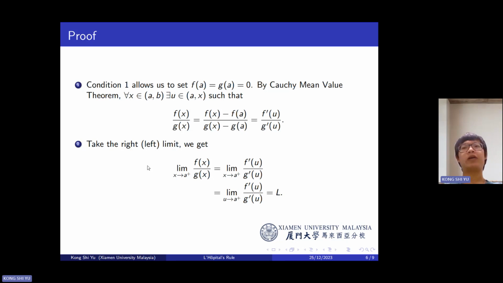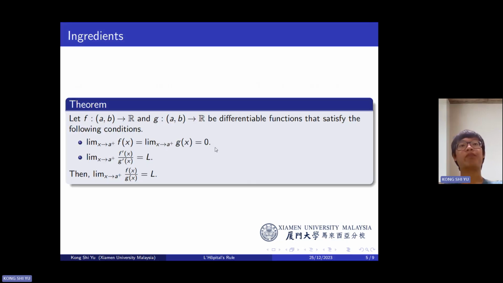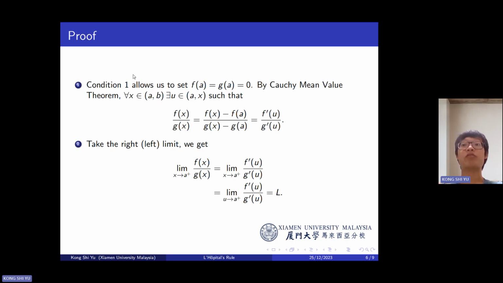So the first step is that condition one allows us to set f(a) equal to g(a) and also equal to 0.